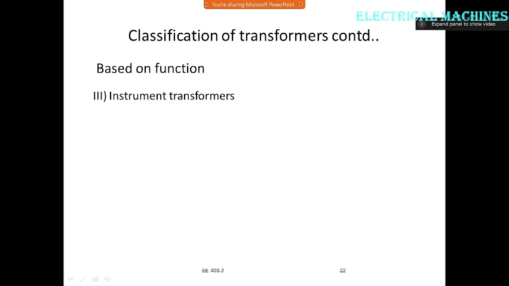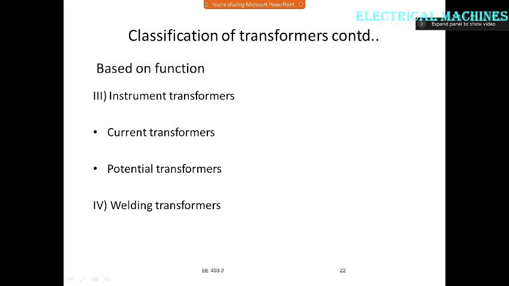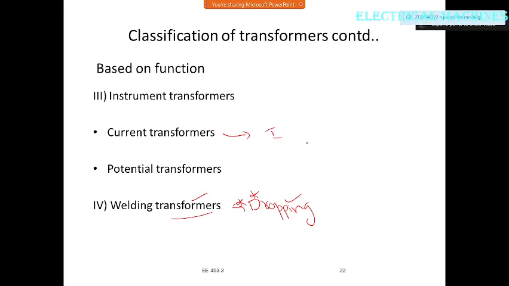Next, based upon the function, is the instrumentation transformer, which we use for measuring purposes. For measuring we have the current transformer and the potential transformer. Another application is welding. In the welding transformer, a drooping characteristic should be present. The transformer should have drooping characteristics only, then we can use it as a welding transformer. The current transformer measures the current in the circuit, and the potential transformer measures the voltage in the line.